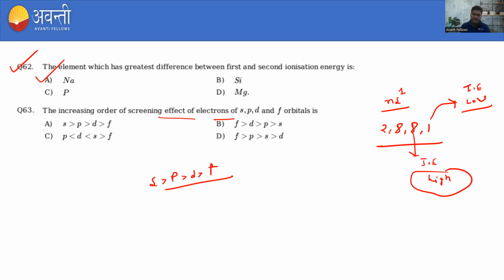S orbitals are spherical in nature and very close to the nucleus, right? But p, d, and f orbitals are diffuse and show poor shielding, whereas the s orbital has a spherical shape and lies near the nucleus. So they show a higher screening effect. So the correct order is option A.